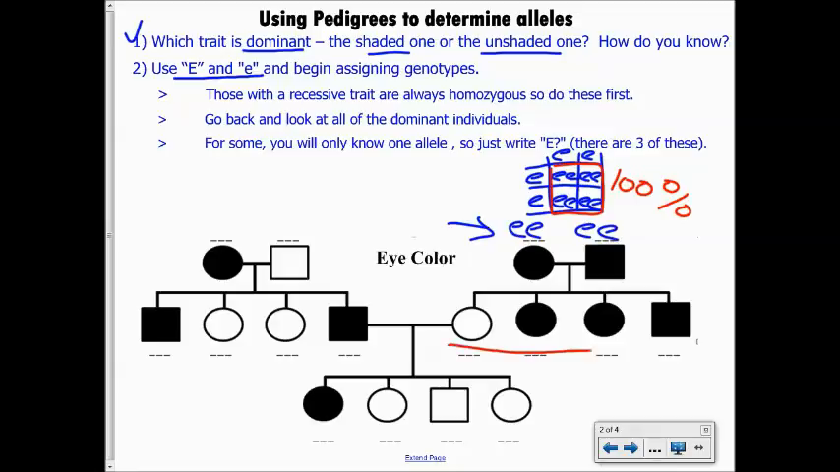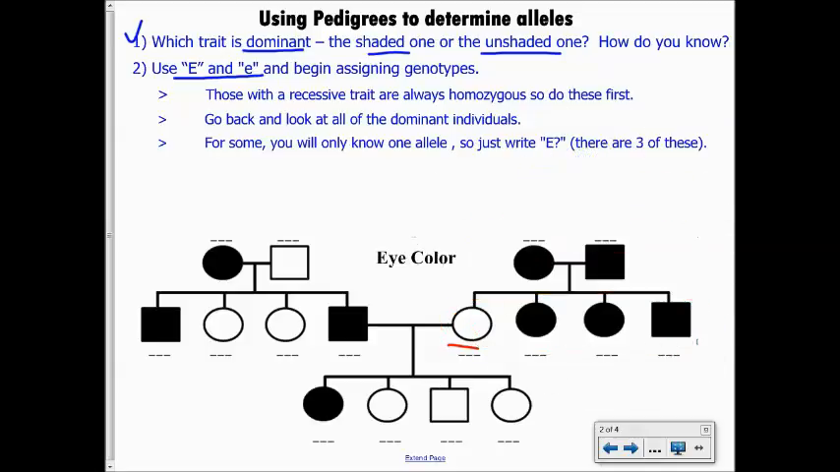Is that what we see here? No. One of them does not have the trait. So therefore, this can't be recessive. And since this is shaded in, and this one shaded in, neither one can be correct. That means we've now determined the answer to our first question. The dominant trait is the shaded one.